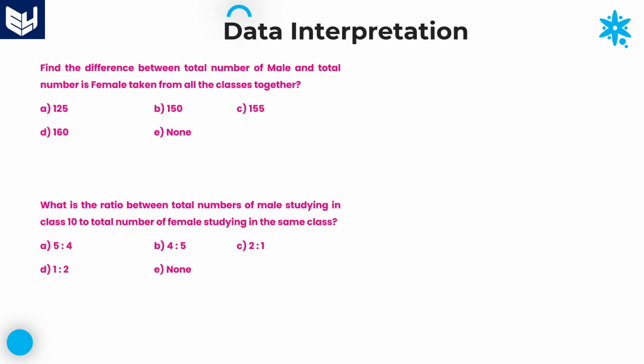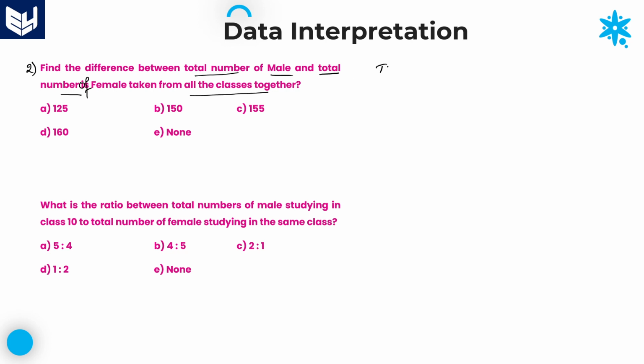Let's see the second question. Here is the second question. Find the difference between total number of male and total number of female taken from all the classes together. This is not "is", this is "of".